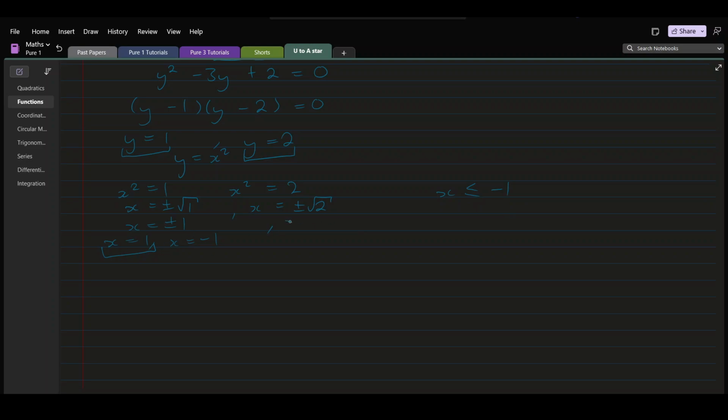And then from here, we've got x is equal to root 2 and x is negative root 2. The positive value is outside the domain, so we're going to disregard it as well. So we're going to conclude that therefore our final answer is x is equal to, we're only taking the negative values since they're the ones that satisfy the domain. So that's negative 1 and negative root 2, and that's the final answer.